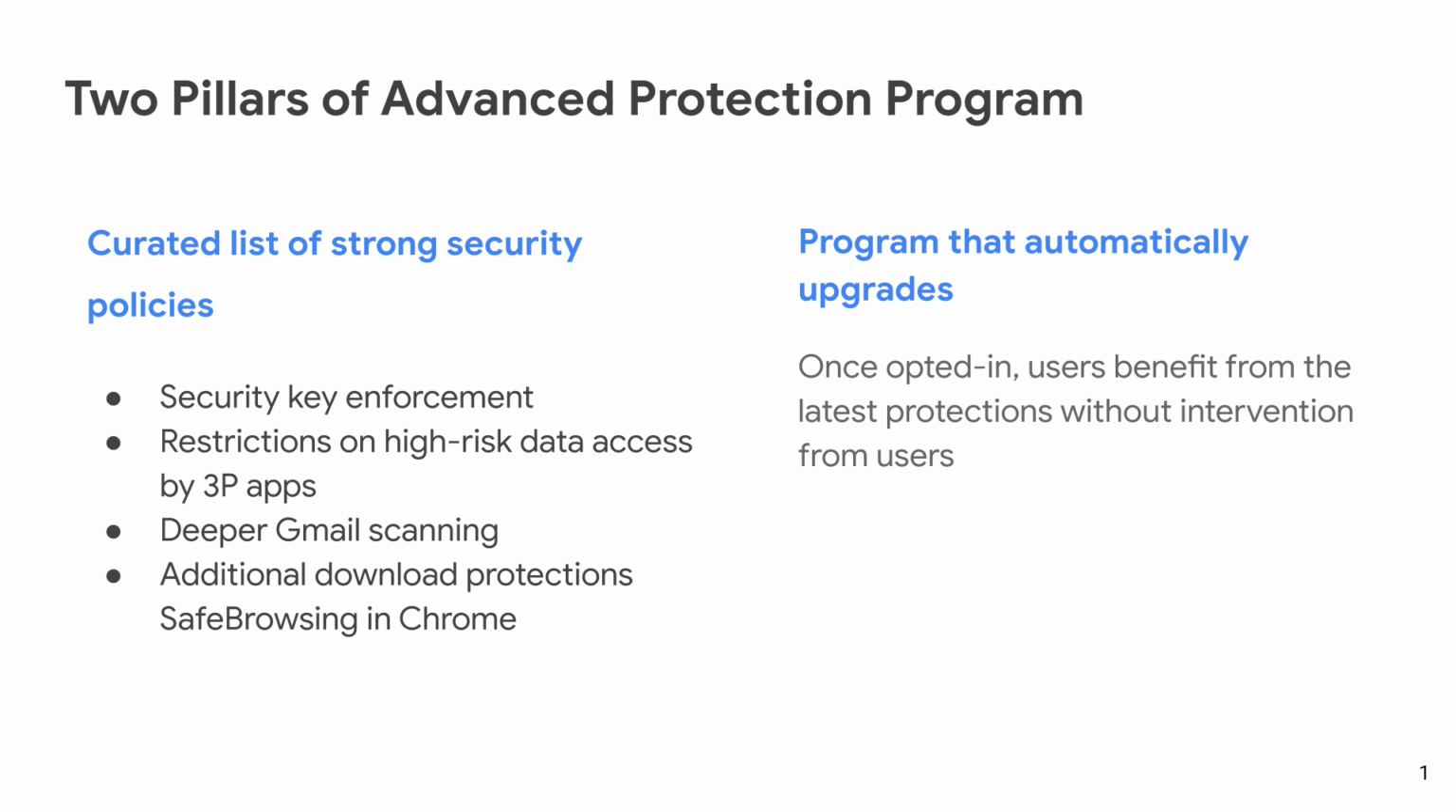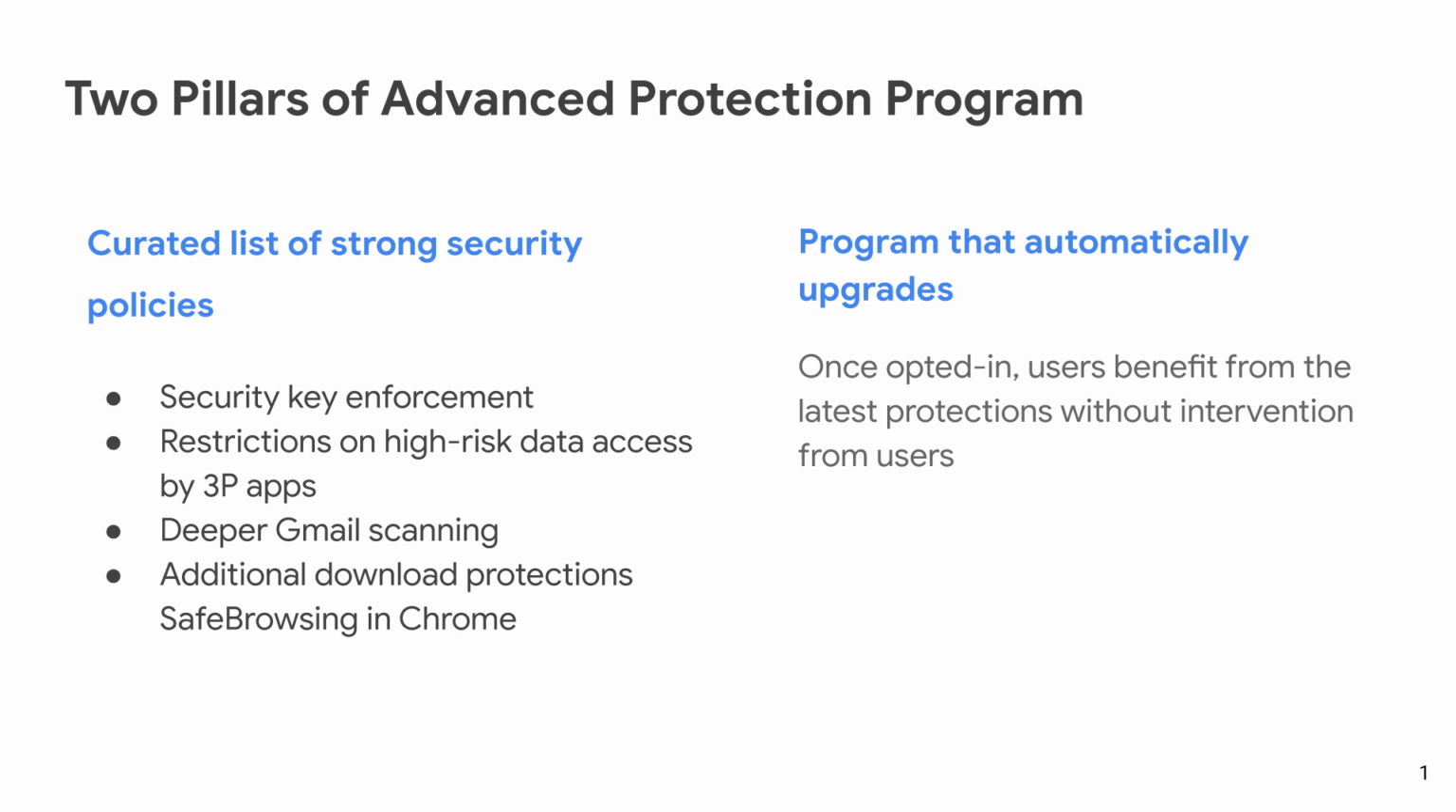Thirdly, accounts in the APP get deeper Gmail scanning. And finally, if the APP user is also signed into Chrome, they get additional warnings from Chrome Safe Browsing. These are just the four policies that we have in the APP today.